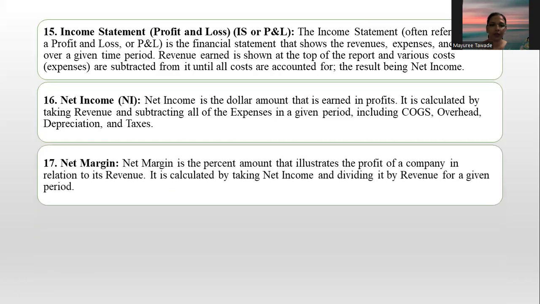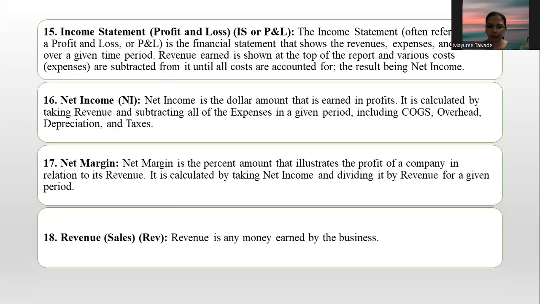Net margin is the percentage amount that illustrates the profit of a company in relation to its revenue. It is calculated by taking net income and dividing it by revenue for a given period of time. So revenue is any money earned by a business.